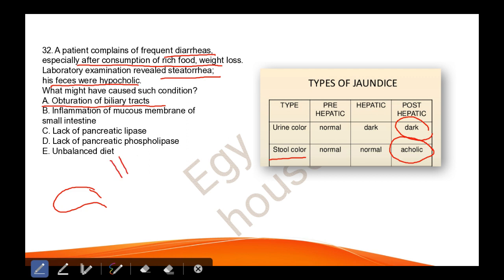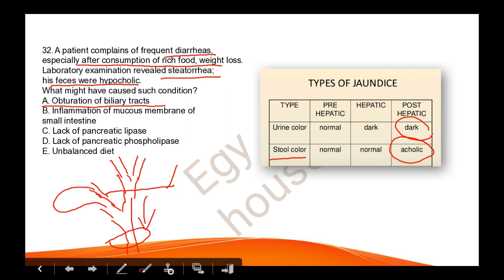As you can remember, this is the gallbladder. From the liver, we have two ducts, the right and left. They merge together to give us the common hepatic duct. Then the cystic duct from the gallbladder merges with the common hepatic duct to give us the choledochus duct here. So this is where the hepatic tract ends. That means whatever happens after the hepatic duct will be post-hepatic, because it happened after the hepatic anatomical features.